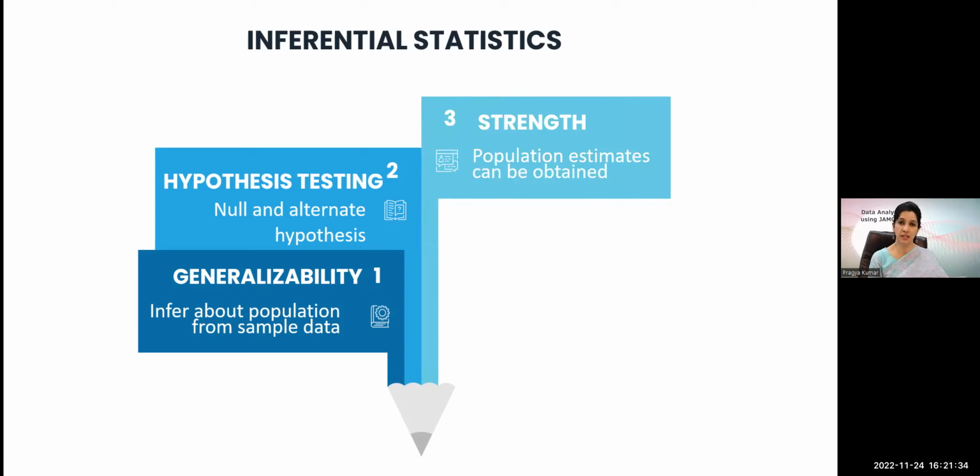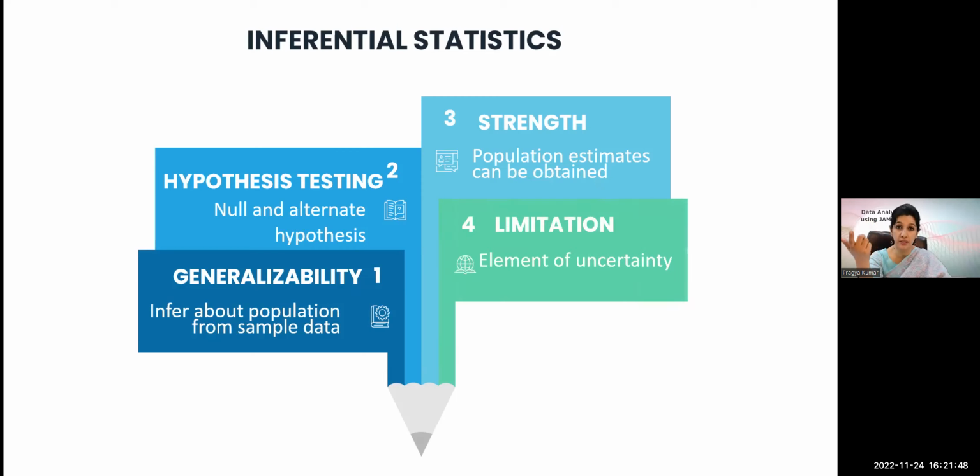And the strength of inferential statistics is that through this, you are trying to project the population estimates. So population estimates can be obtained, but there is one disadvantage, that there will be an element of uncertainty. And the element of uncertainty is what we talked about as the sampling error. Remember, in the first session, we talked about the sampling error, that the larger the discrepancy is, the more the sampling error. That's why if you take an adequate sample size, a large sample size, then this sampling error is less, and then this element of uncertainty is also less.